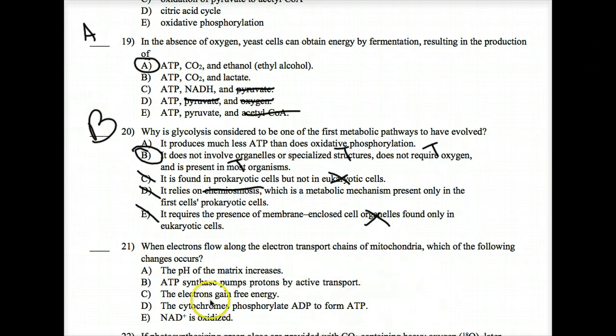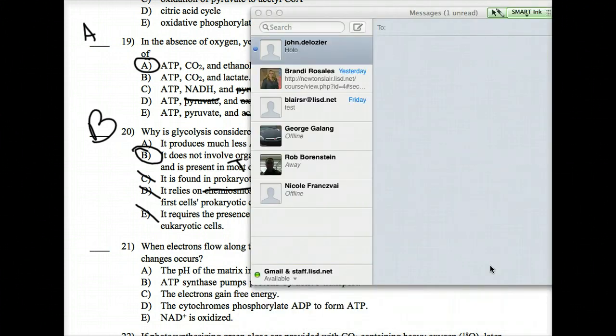When electrons flow along the electron transport chains of mitochondria, which of the following changes occur? So when the electrons flow across the electron transport chain of mitochondria, this is the electron to the next one. So remember, you've got your stable protein, and it's going to pass it off, and then another stable protein, and then it's going to pass it off. So this is that long chain that we talked about.